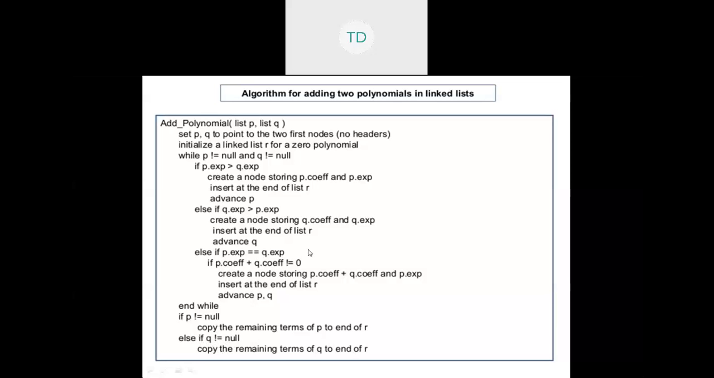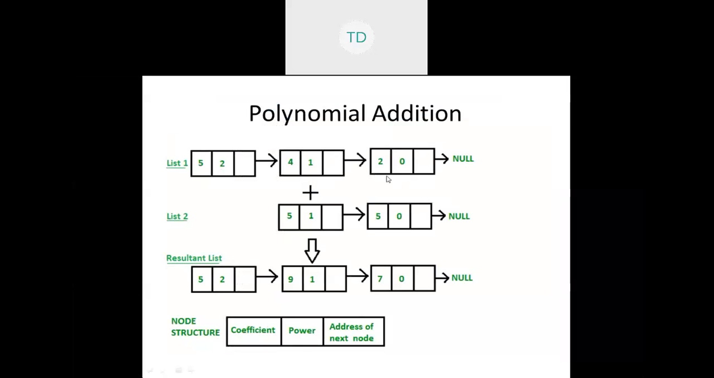It may also be possible that both of these linked lists are exhausted at the same time. See this example. You are at this node, and this is nothing but 2x to the power 0, and at some point you are at this node, 5x to the power 0. So the exponent is the same, that is 0. So you perform this 2 plus 5, that is 7, and you advance this pointer. Now p is pointing to null, you also advance this pointer, so q is also pointing to null. In this case both of these linked lists are exhausted at the same time.